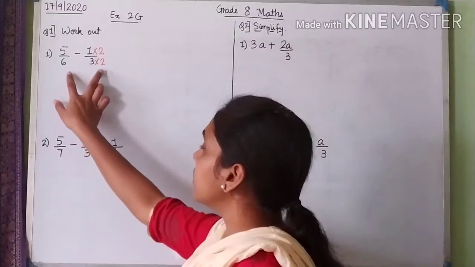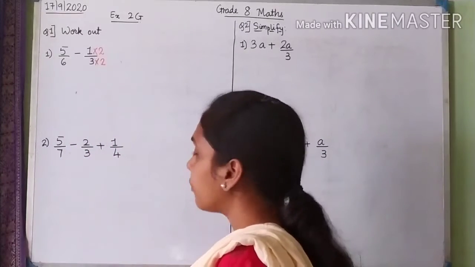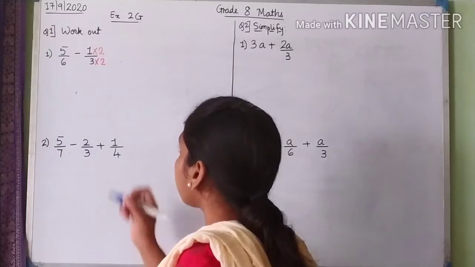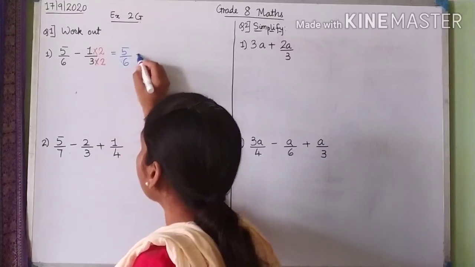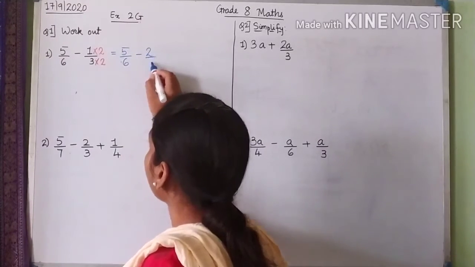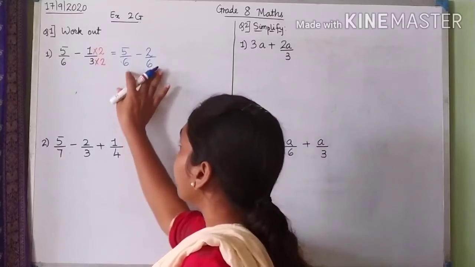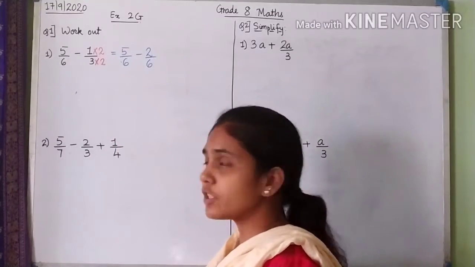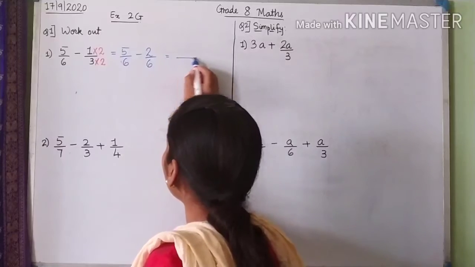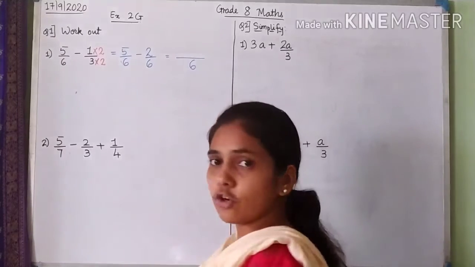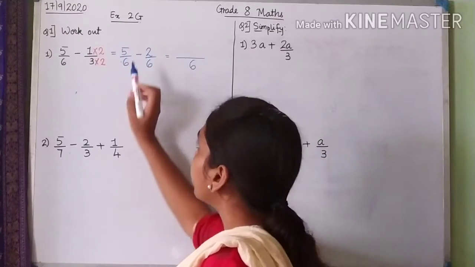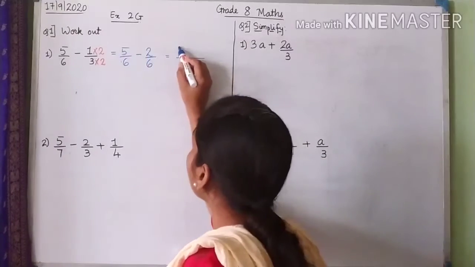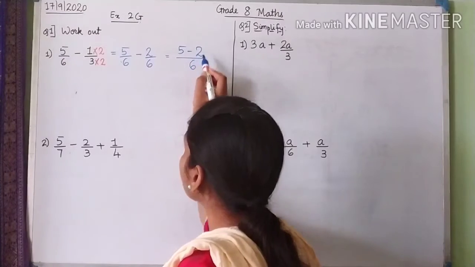Okay, so if I solve this further, what do I get? The first fraction remains the same, which is 5 by 6, and the second fraction becomes 2 by 6. Okay, now you can see that both the denominators are the same, which is 6. So now instead of two denominators, I write only one denominator for both, and the numerators, what are the numerators? It is 5 minus 2.